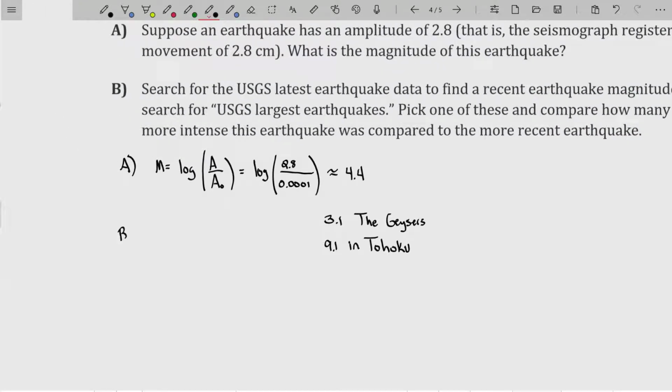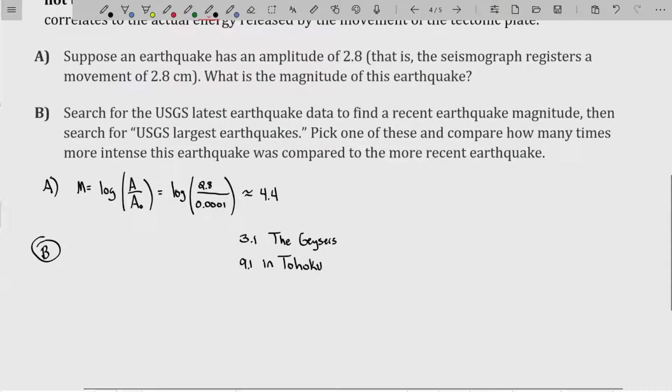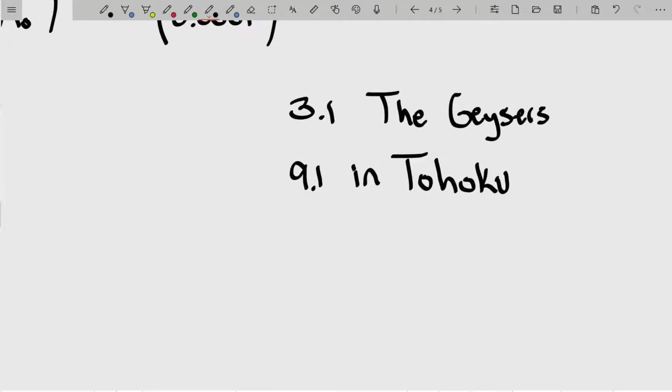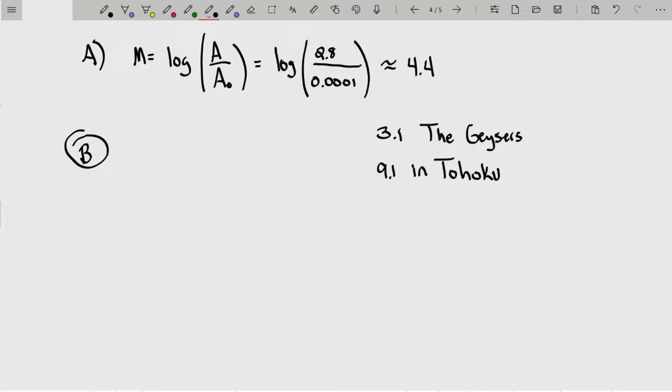We're doing part B right now. And the whole question really is, just take these two magnitude earthquakes and talk about how many times more intense was the earthquake in Japan versus the earthquake at the Geysers in California. Because the logarithmic scale is a bit of a mental lie for us. We tend to think, 9 is roughly 3 times 3, so therefore the quake in Japan must have been 3 times more powerful than the quake in California. But that is not how logarithms work. The logarithmic scale is very compressed.